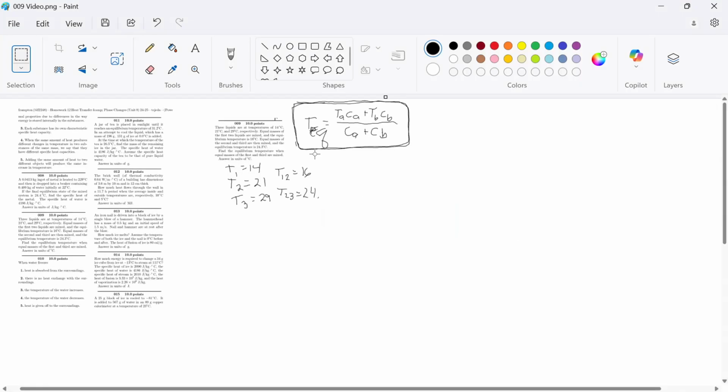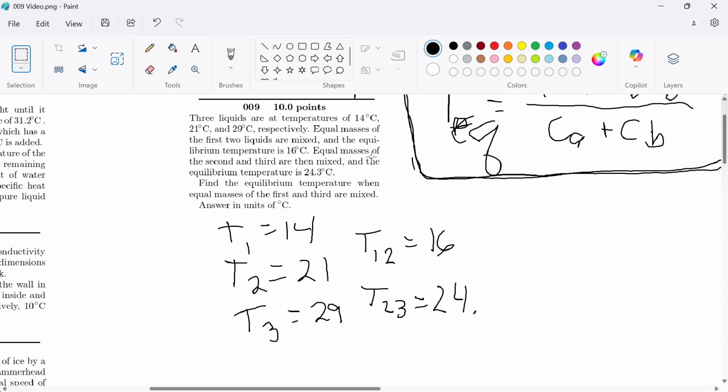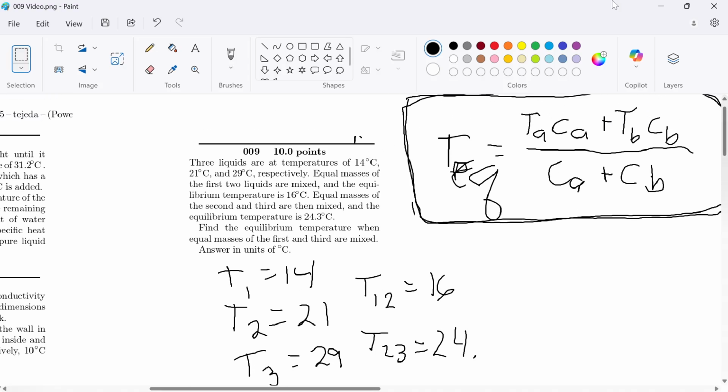Here's a physics question about mixing liquids. And you'll see in this question that the masses of the liquids are the same. It says equal masses. So when the masses are equal, you can use this equilibrium temperature ratio.